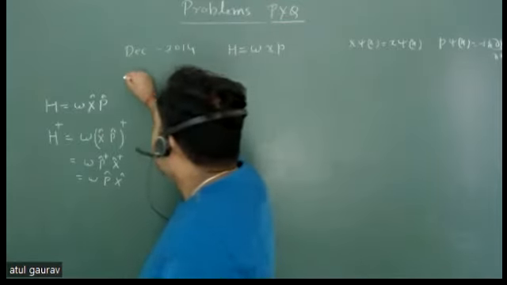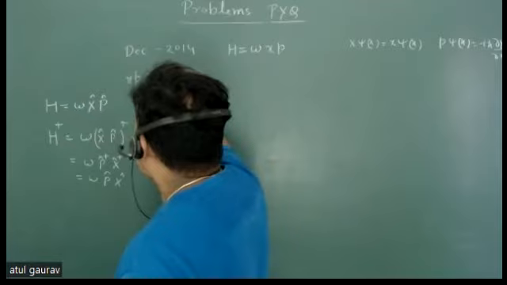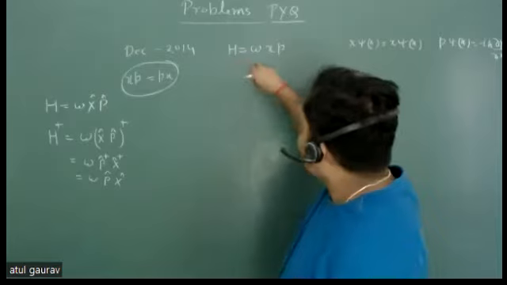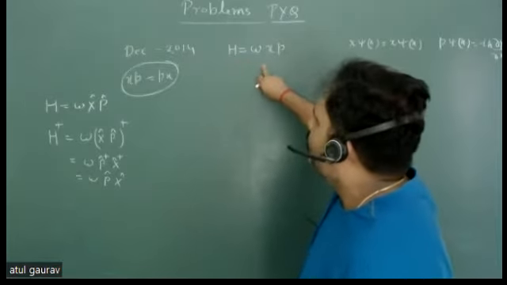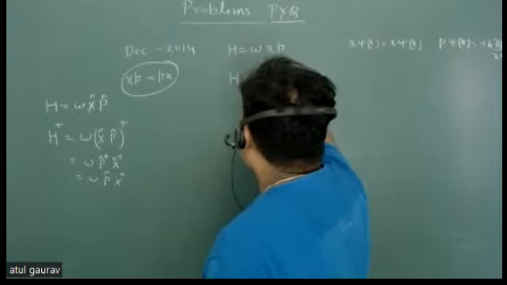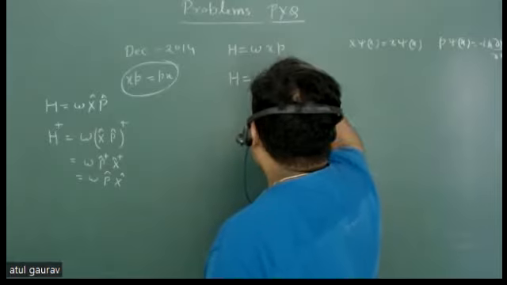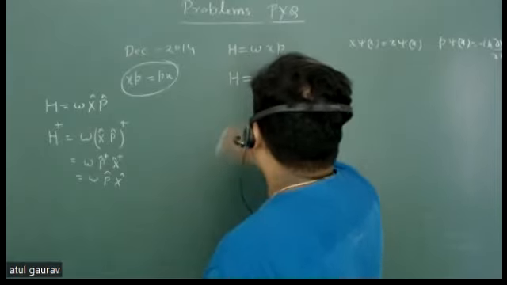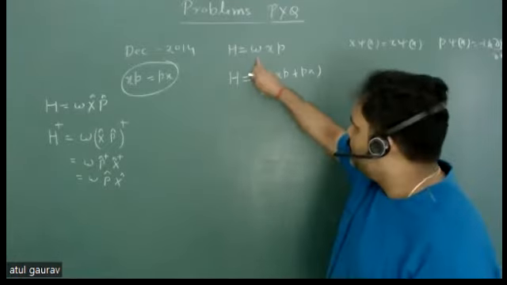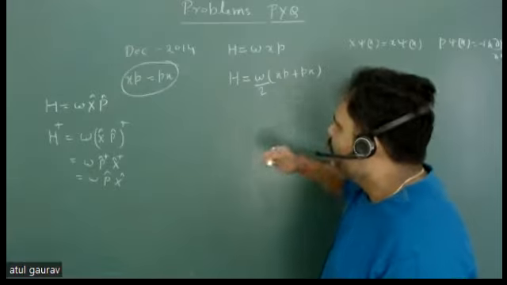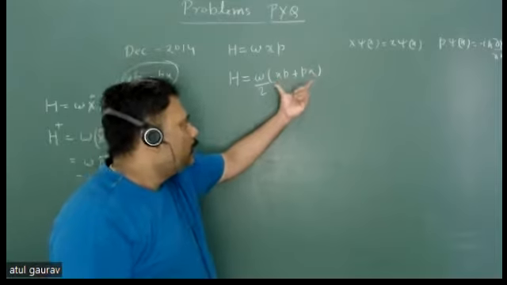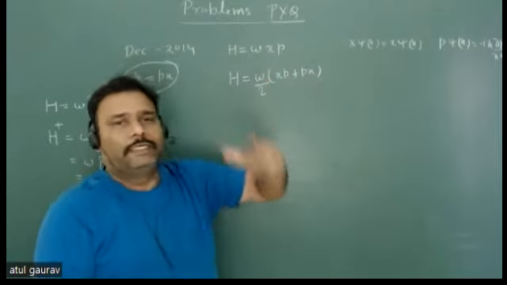So what will we do? Classically we have xp equal to px. This can be written in classical mechanics, and this is my classical Hamiltonian. So we can rewrite this classical Hamiltonian as omega times (xp plus px) by 2. We can easily rewrite this Hamiltonian, isn't it? This and this are the same thing in classical mechanics. But the beautiful part is that this particular term is Hermitian in nature.